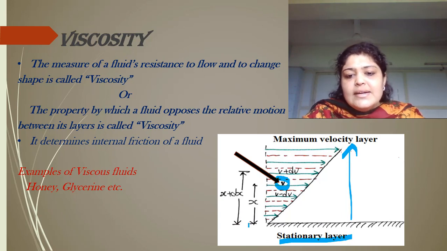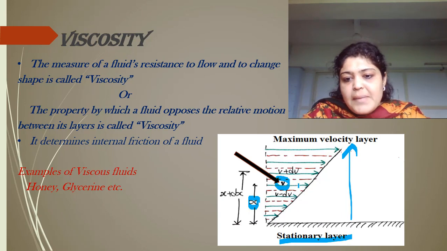Suppose I say the distance of the layer with velocity v from the stationary layer is x. Similarly, the layer having velocity v plus dv will be at a distance x plus dx. The layer having velocity v minus dv will be at a distance x minus dx. Now, my layer v is trying to move in this direction.